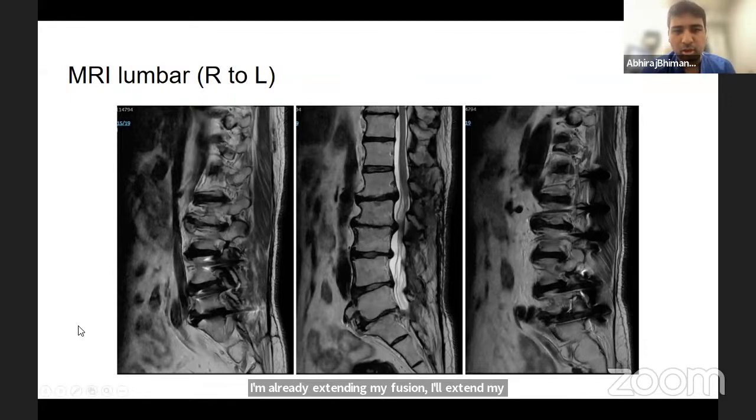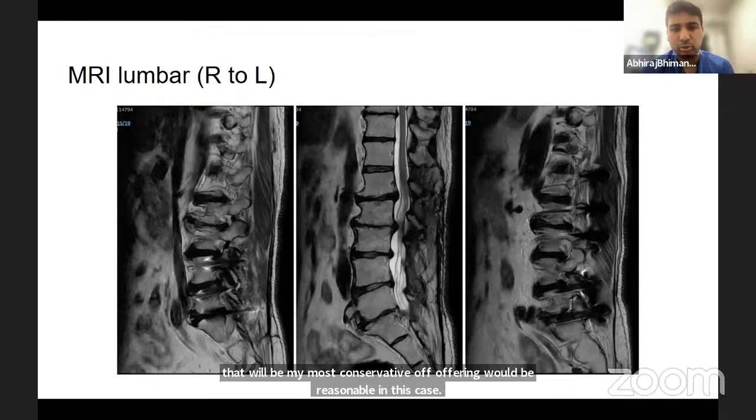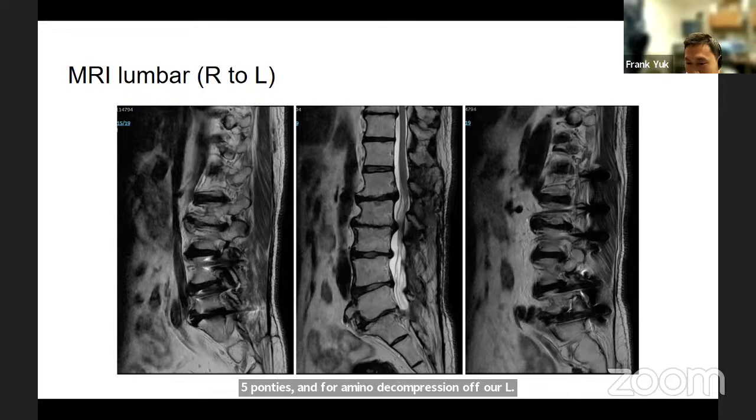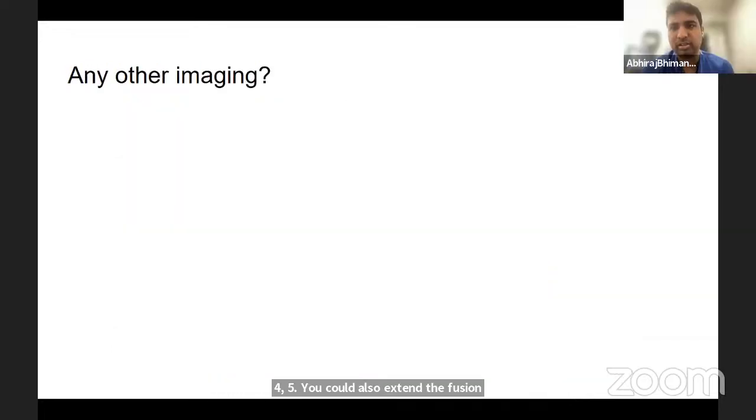So I would offer overall a revision. I can do a revision L1 to S1 fusion. That would be my most conservative offering, and would be reasonable. In this case, L1 to S1 with the central decompression of L1-2, as well as Ponte osteotomies and foraminal decompression of L4-5. You could also extend the fusion up if you're worried about adjacent segment disease.